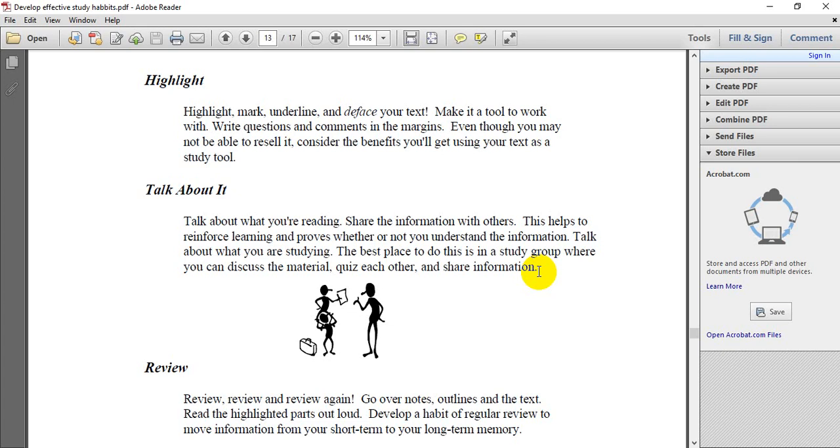Talk about what you are studying. The best place to do this is in a study group with your partners, where you can discuss the material, quiz each other, and share information. It's very important, and in this way it will enhance cooperative and collaborative learning.